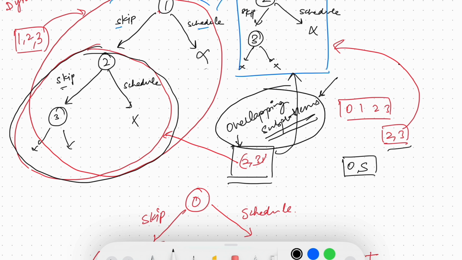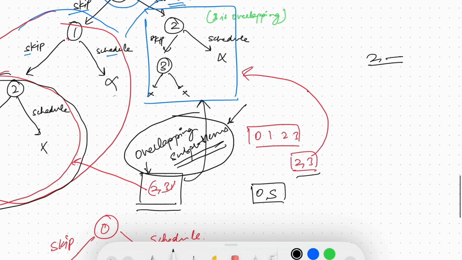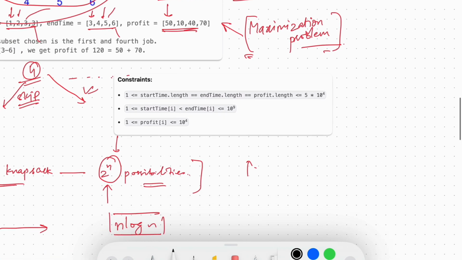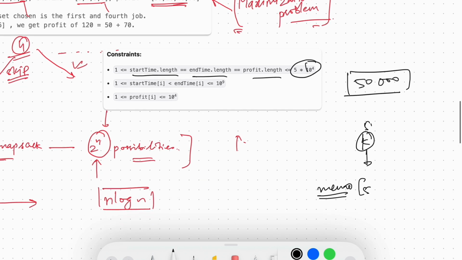To overcome these overlapping subproblems, we can just memorize our answer: starting from the second job onwards till the last job, what is the answer? That answer we can store. And in our constraints, we are given that our jobs' length is 5 into 10 power 4, so 50,000 jobs we can have. It means if we are starting from, let's say, the kth job, we can store the answer in an array. So for that, we can take a memorization array of length 50,000 plus 1, because we want 50,000 as our index as well.